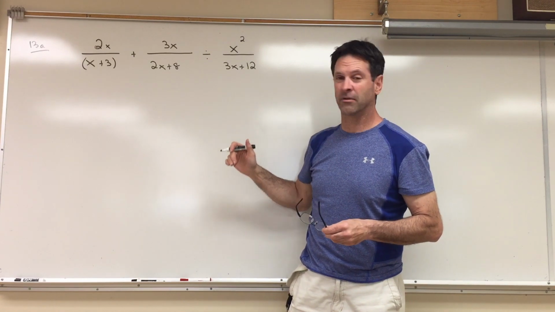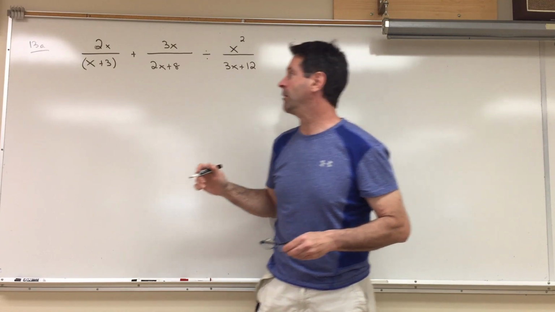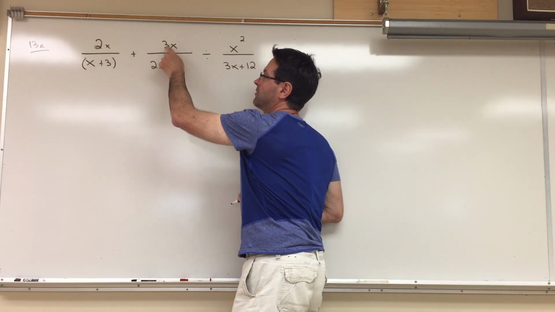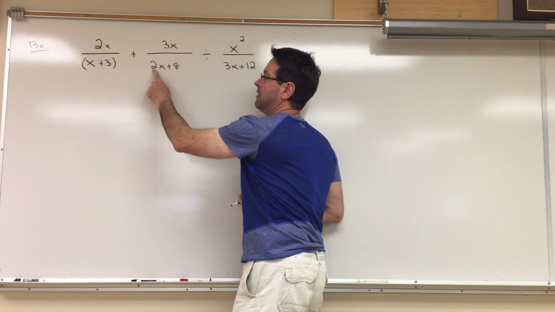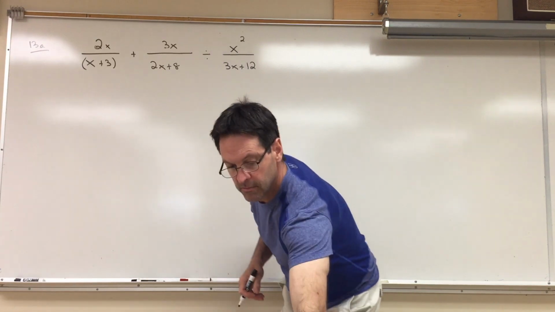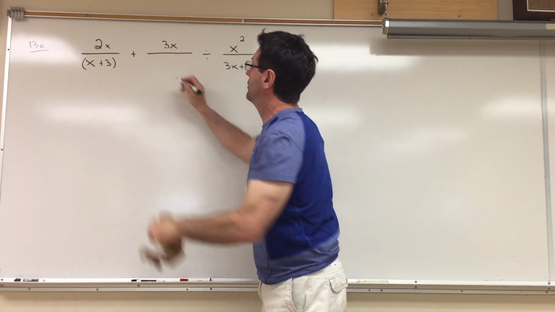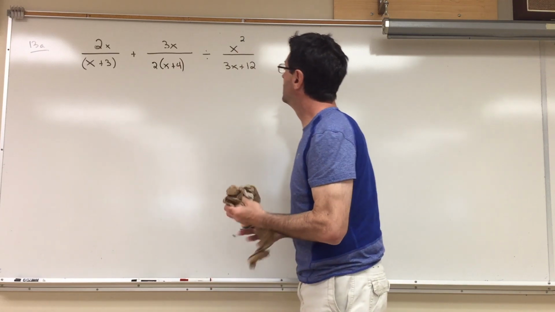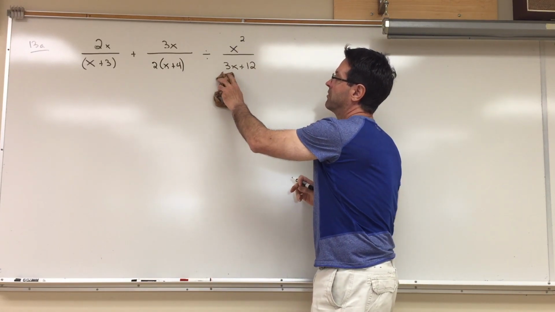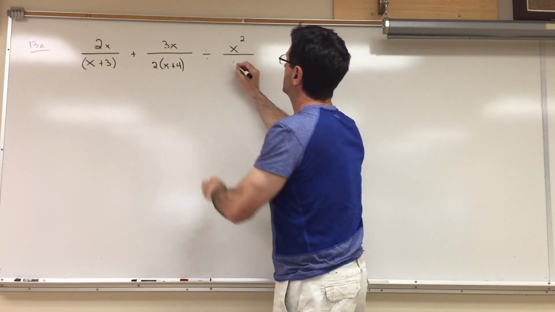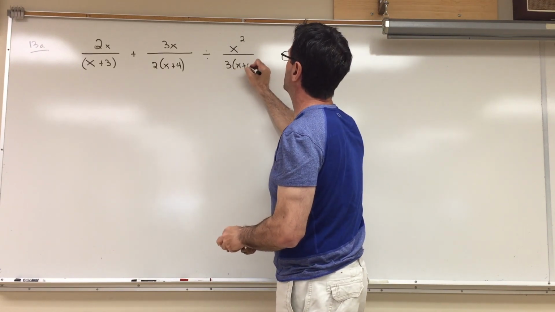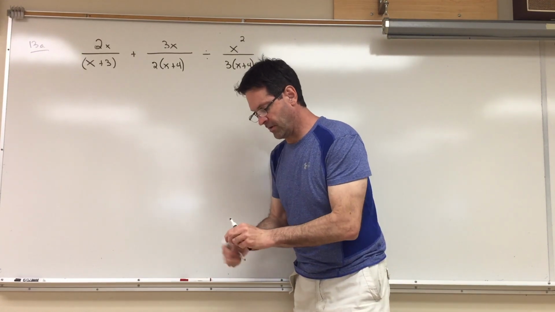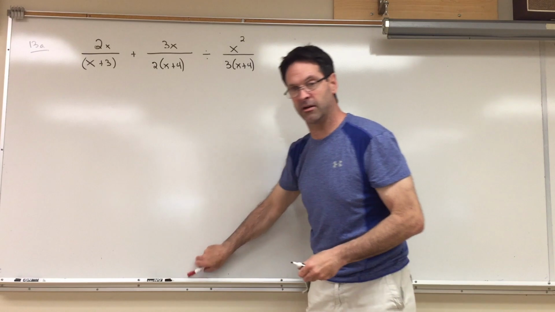Well, always start by factoring. Factoring your numerators, factoring your denominators. So 3x is factored. This can be factored: we can take a common factor of 2 out, and we end up with 2 times x plus 4. And here we can take a common factor of 3 out: 3 times x plus 4.